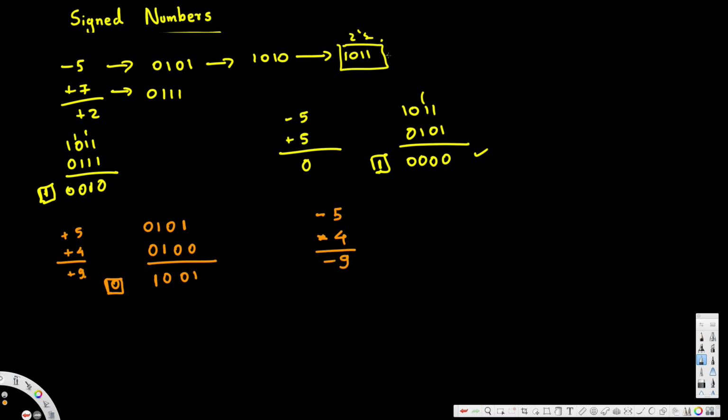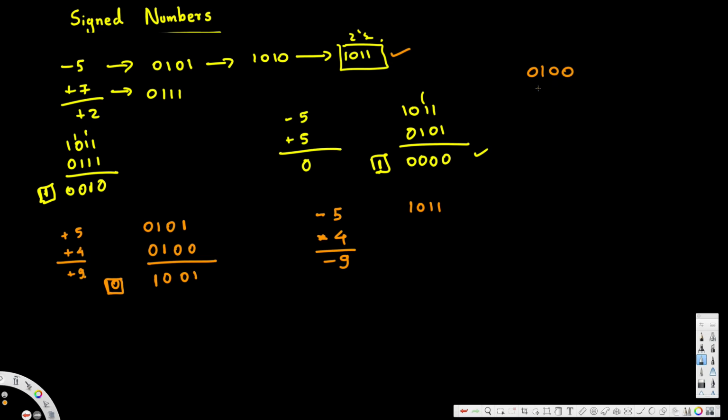Minus 5, we have this one right here, that is 1011. For minus 4, we have to take the 2's complement. For plus 4, that should be 0100. This is 4.